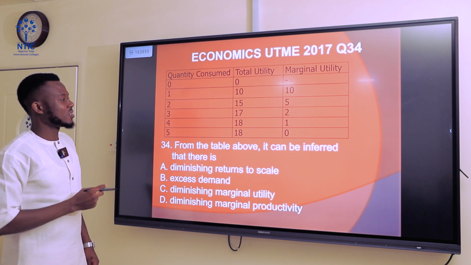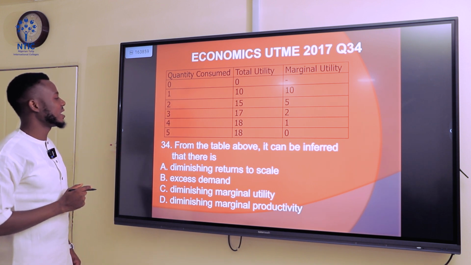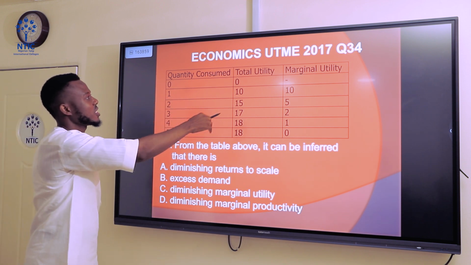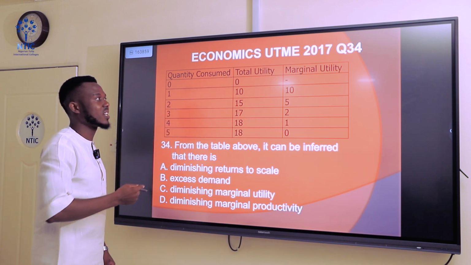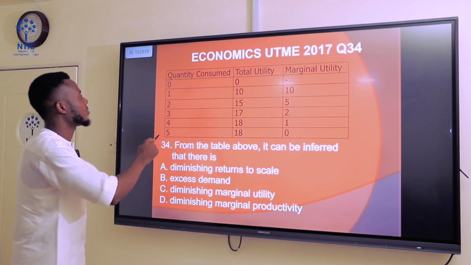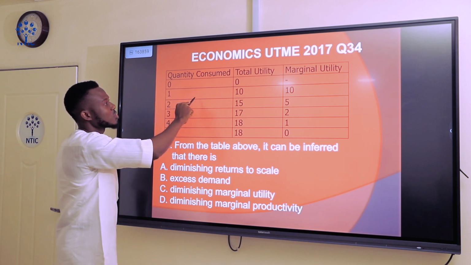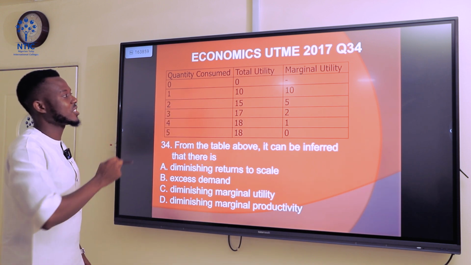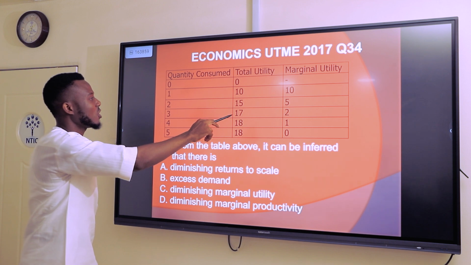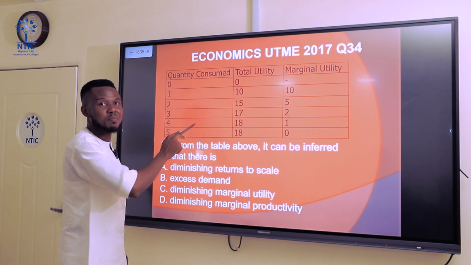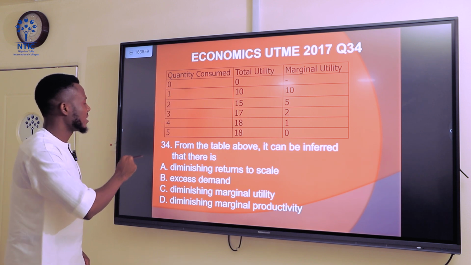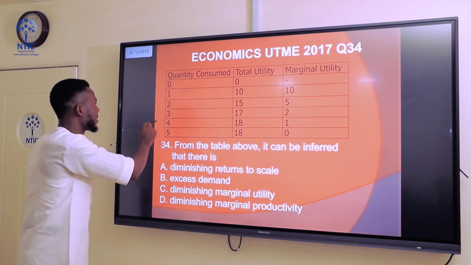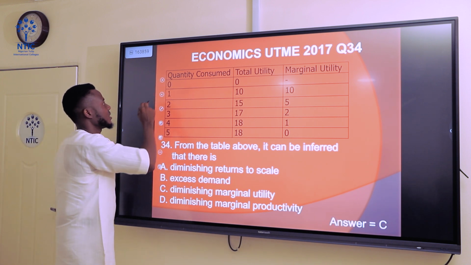Question 34. From the table above, it can be inferred that there is, so we still look at the utility schedule above, the total utility has been given, and the marginal utility likewise. From observation, you find out that when 1 unit is consumed, the marginal utility is 10. When the second unit is consumed, the marginal utility is 5. And it keeps on diminishing as more quantities are consumed. Hence, this gives us a typical example of diminishing marginal utility. Hence, our answer here is C.